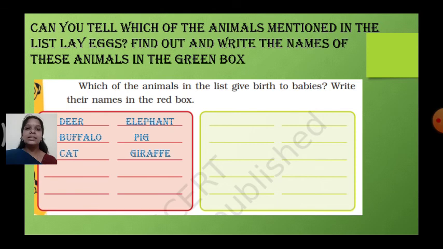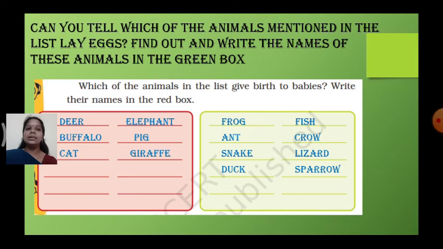We'll see the answers. Deer, elephant, buffalo, pig, cat, and giraffe give birth to young ones. Meanwhile, frog, fish, ant, crow, snake, lizard, duck, sparrow, and others all lay eggs. Okay, children, copy this one in your classwork note.